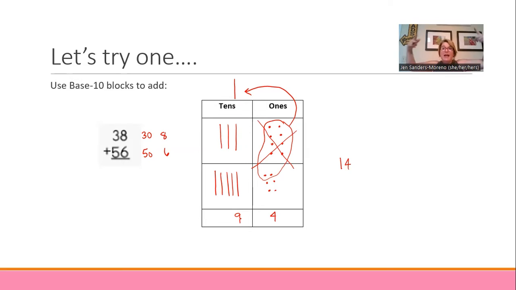Okay, now if you're thinking ahead and you're thinking, whoa, Jen, what if I have 10 or more sticks? Then you could use the flat blocks, which are hundreds. So this is scalable up. We can totally scale it up.